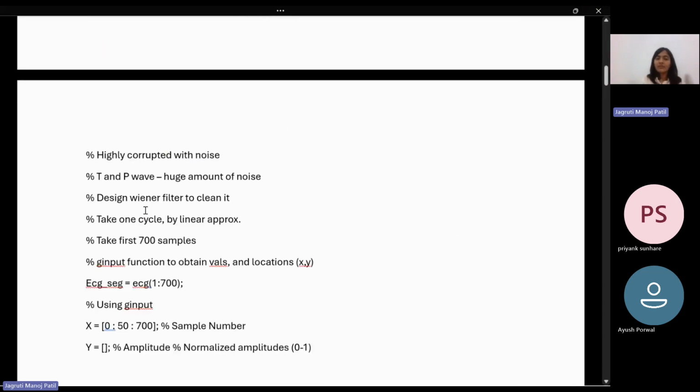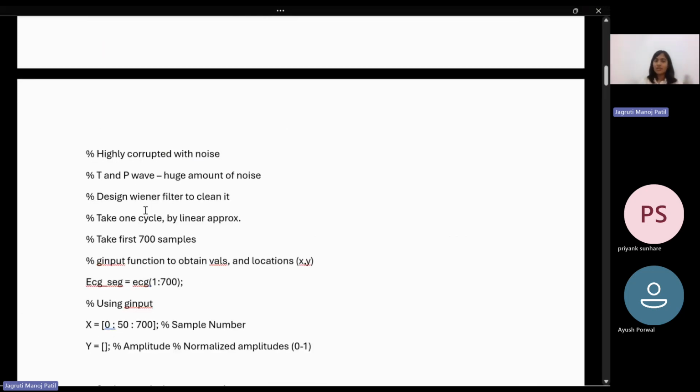Okay. Then we know that the signal that we saw just now, the input ECG signal, was highly corrupted with noise. Again, the T wave and P wave had a huge amount of noise. So for the same, we need to design a Wiener filter to clean it. So what we do is take one cycle, essentially one duration of that ECG, by linear approximation. By linear approximation here, I mean that I'm not taking any segment that is obnoxious or tricky to handle. So I'm taking something where I can play safe and I know what's going on in there. Okay.